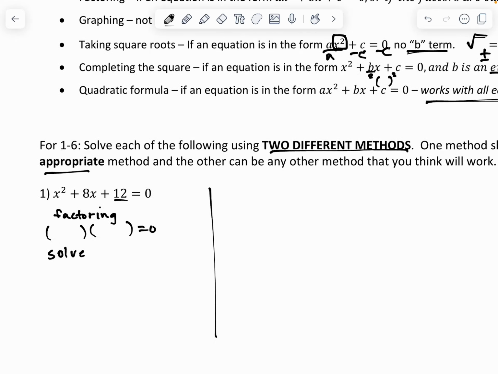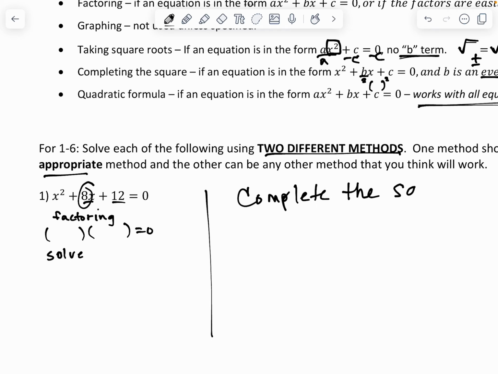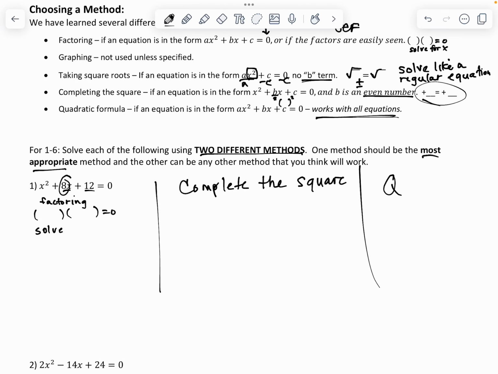Okay. The next one is we can look to see. Will taking square roots work? No, because we have a b term. It's not going to work when we have a b term, so we cannot take square roots with this. Will completing the square work? Well, b is even, so yes, completing the square will work. So we could also complete the square. Or you could use the quadratic formula. Any of those will work for this problem, okay?